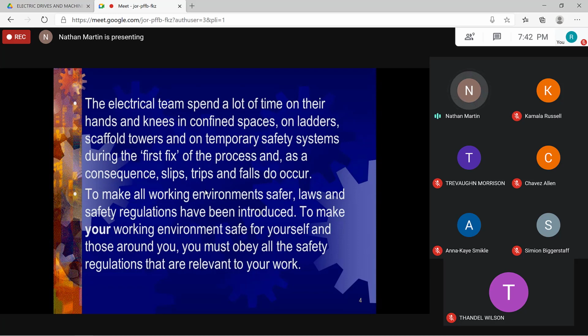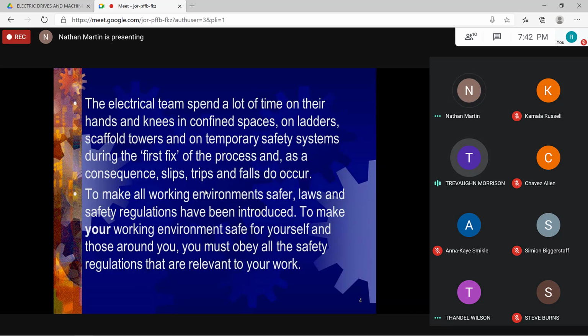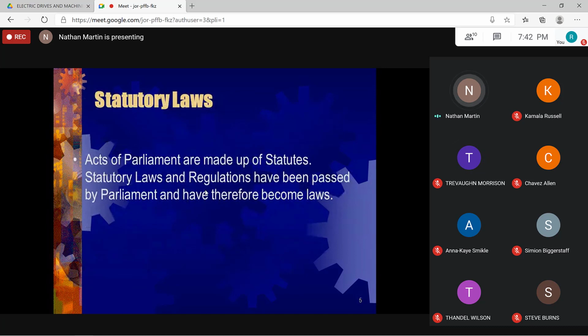And we said that to make our work environment safe, there are laws and regulations that are put in place, right? One such law is known as a statutory law. Can anybody tell me what a statutory law means? Yes, Mr. Morrison? I was saying government laws. Yes, governmental laws, right? So a statutory law is really acts of parliament.